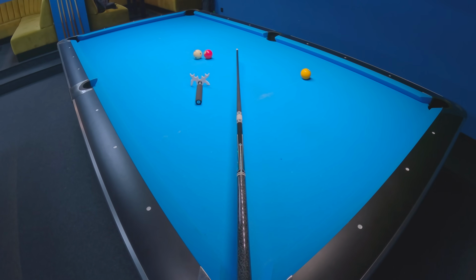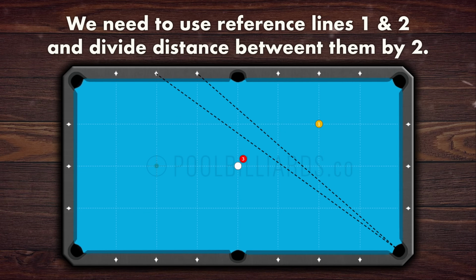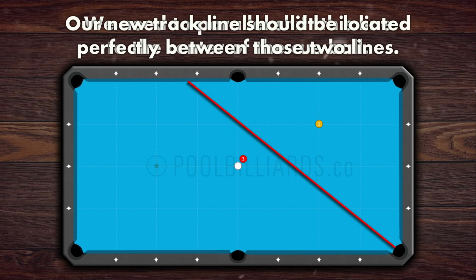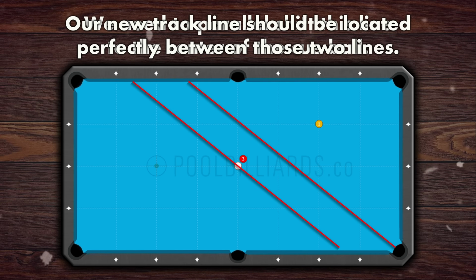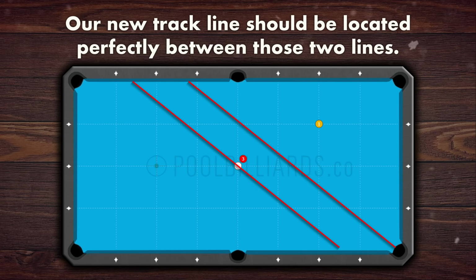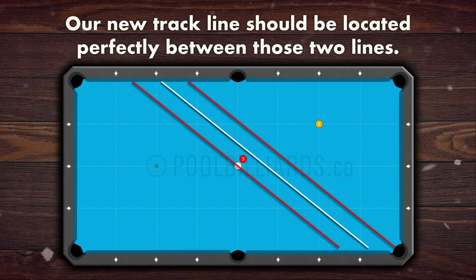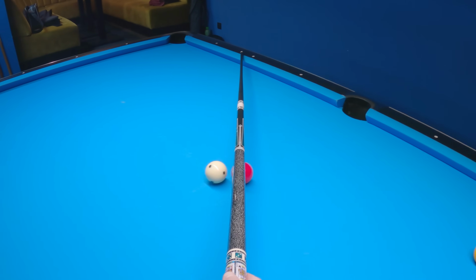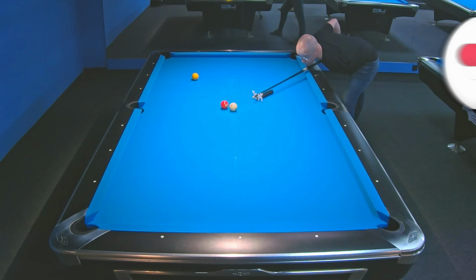This time, to find our final aiming point, we need to use reference lines number 1 and 2 and divide the distance between them by 2. We can see our new reference line, which we need to parallel shift to the current position of the cue ball. In the next step, we need to find another line which is located perfectly in between our previous lines, which will indicate our final aiming point on the rail, where we need to hit the cue ball.